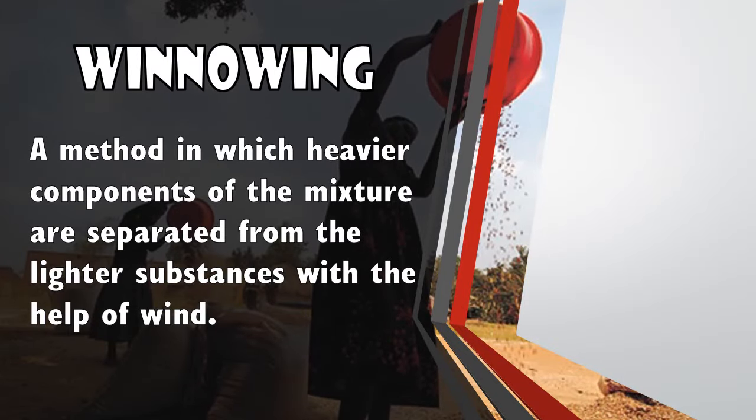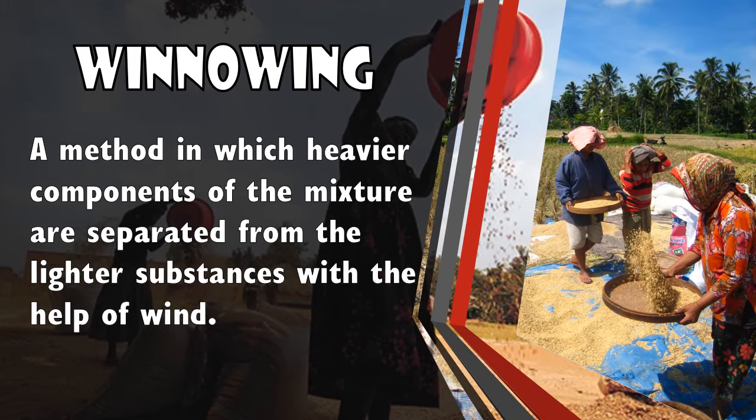Winnowing is a method in which heavier components of the mixture are separated from the lighter substances with the help of wind. This method is commonly used by the farmers to separate lighter husk particles from their heavier seeds of grains.